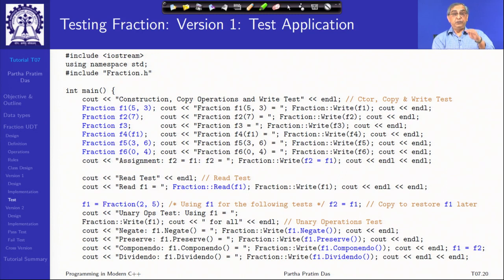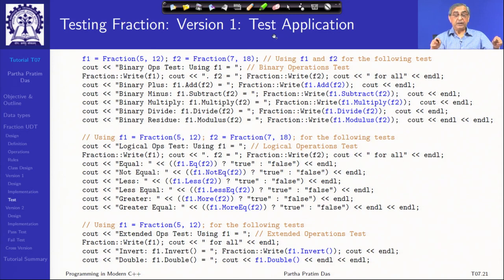Having done that, the next thing you need to do for a UDT is to generate a test. In a test, you write down sample cases for every operation that you have written. So, here is a sample case to construct a fraction with 2 parameters, with 1 parameter, with no parameter, a fraction by copying, and so on and so forth. Similarly, you are trying out negate, preserve, componendo. So, you just keep on doing each and every operation, write code and generate the output and see whether that is being printed correctly.